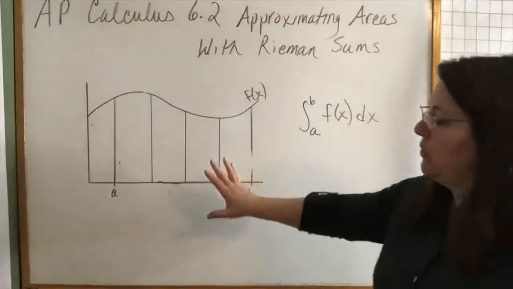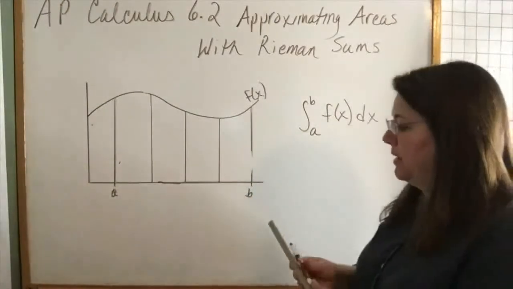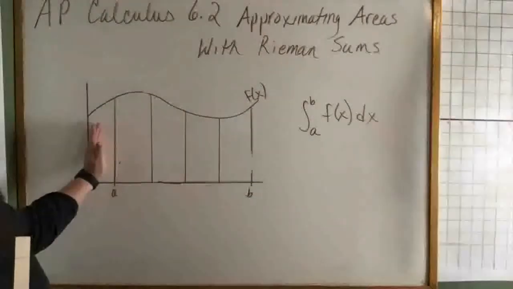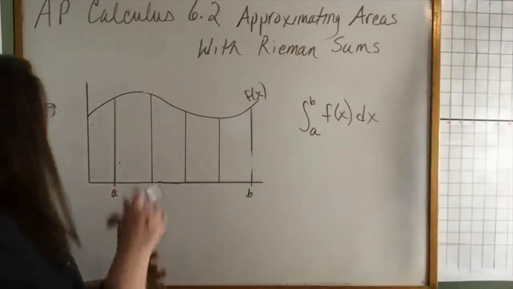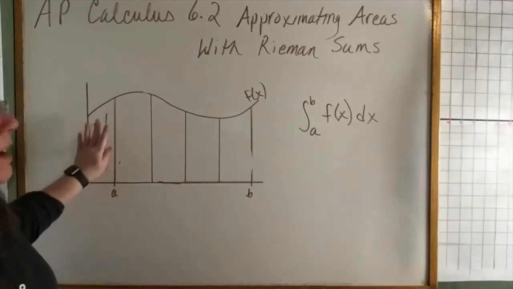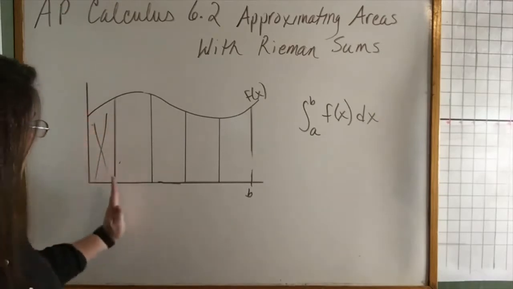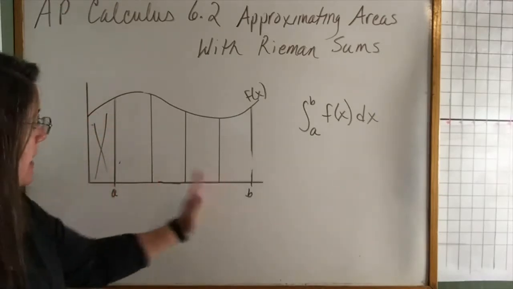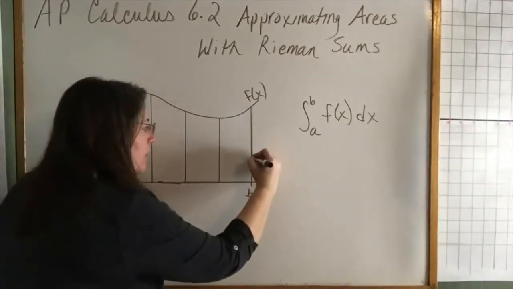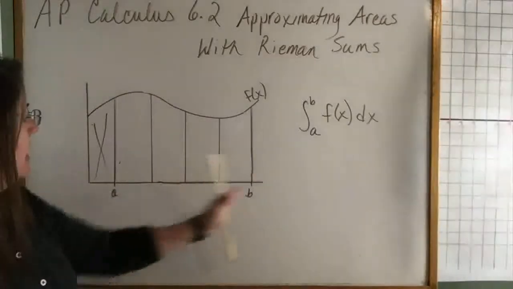Now, what I'm going to do for the left Riemann sum is, and remember, this right here is not one of our rectangles. That is the portion that we're not talking about. I'm going to put an X there to understand that's not part of what we're talking about. We're talking about the area from A to B. This is the portion before that. So we're finding the area of the curve from A to B.